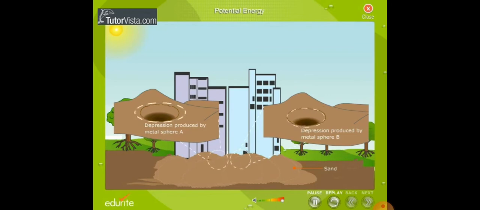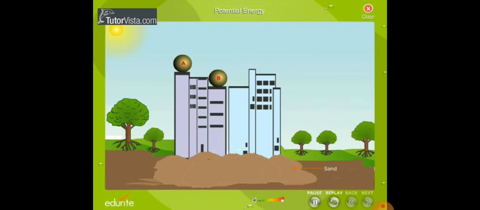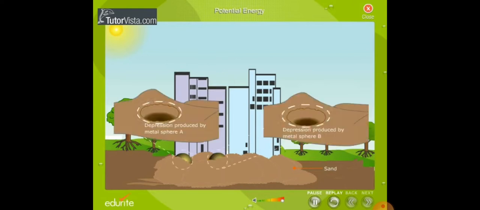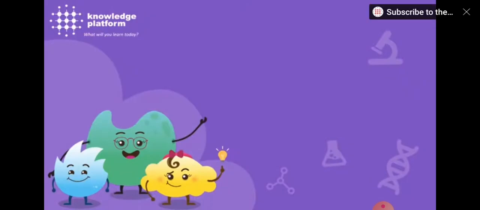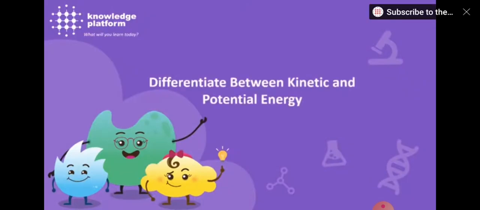Right? Now let's take another example. Now these two balls have the same mass but are at different heights. Let's see the depression produced by ball A is again more as compared to B. Why? Yes, because the height of ball A is more as compared to B. So if height is more, depression is more. If mass is more, depression is more. So potential energy depends on two factors.